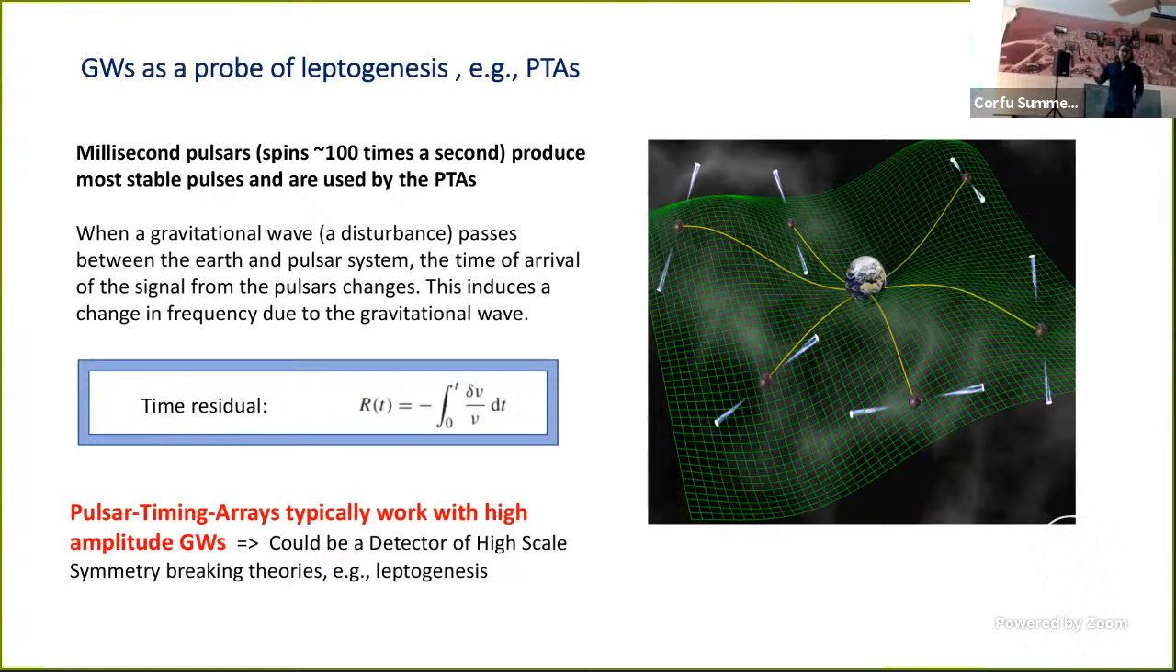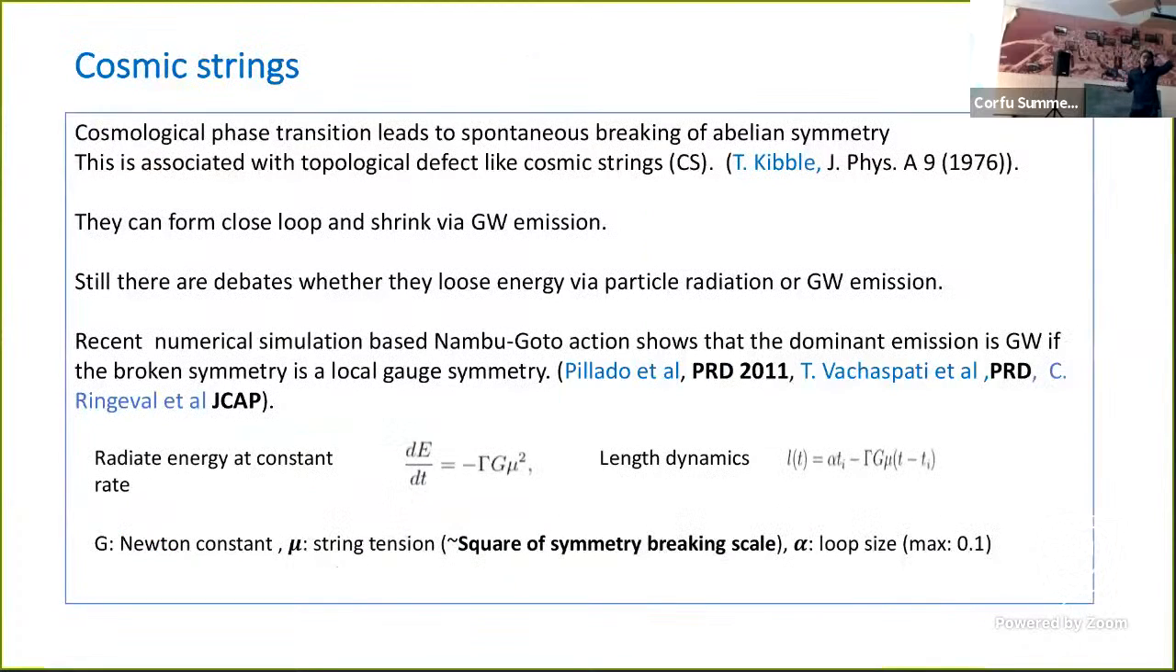So I did some work with leptogenesis, which I'm going to show. Okay, so cosmic strings. I'm not going into the details of the theory portion; I'll just try to show the results and the basic idea. Cosmic strings are typically related to symmetry breaking, like U(1), which was first introduced by Kibble.